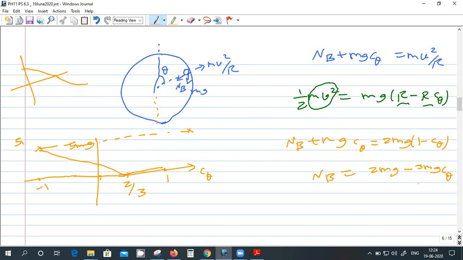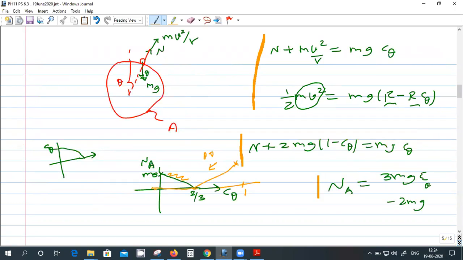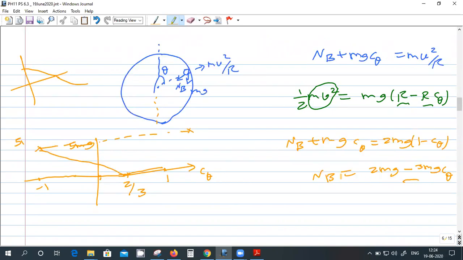That's why the slope is negative here. Negative slope, right? With respect to cos theta. Here it is positive slope with respect to cos theta. Here the slope is positive, right? So that's why this line is there. Here the slope is negative. That's why it's like this.